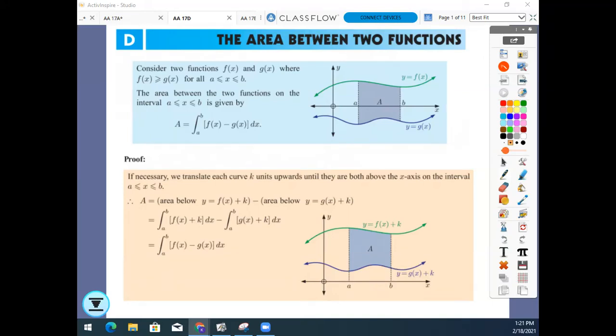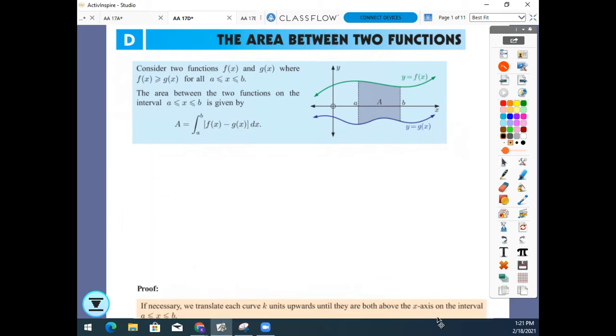So section A was all about just evaluating specific values. Section B was all when the area was all above the x-axis. Section C was all below. And now we're going to look at finding not just the area between one curve and the x-axis, but between two specific curves.